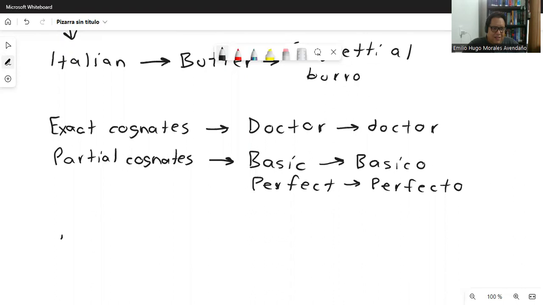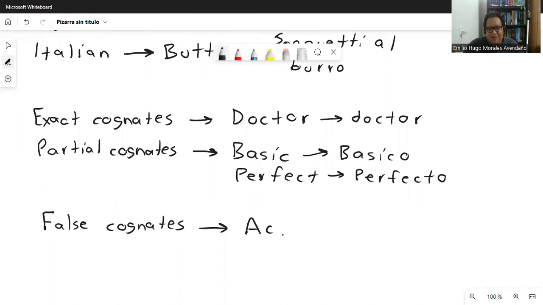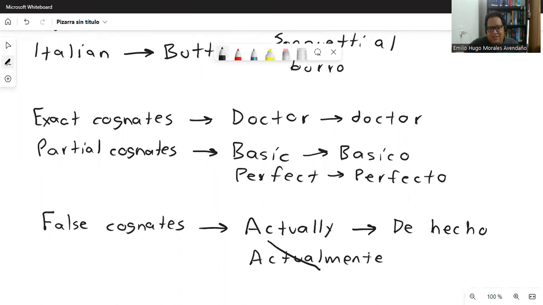the false cognates, like the one I said before, burro, but the false cognates, actually. Y no sería actualmente. This is not correct.